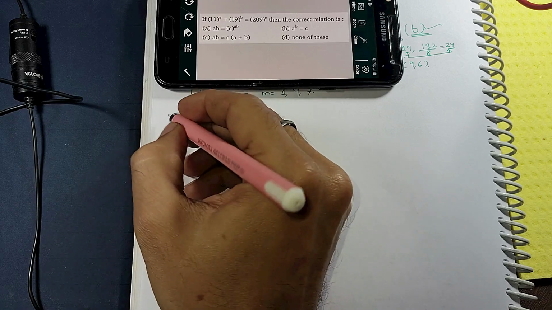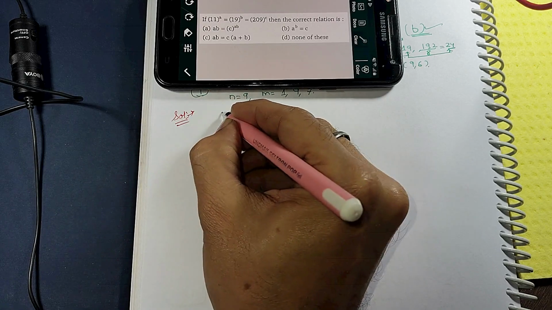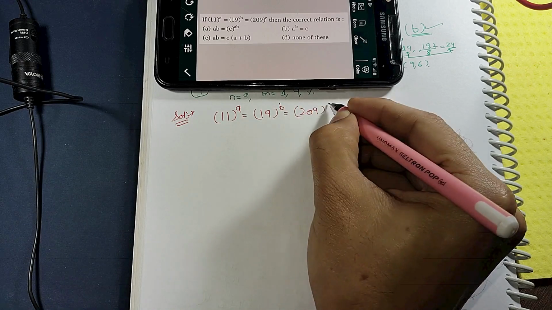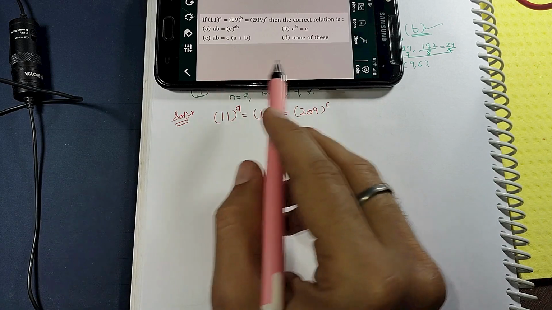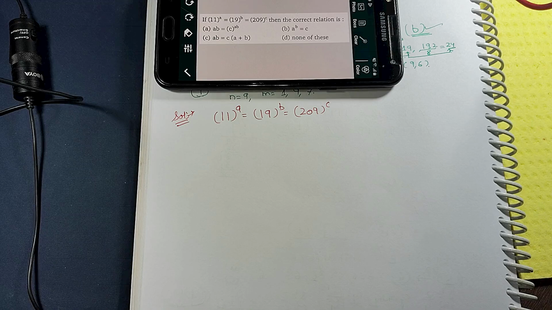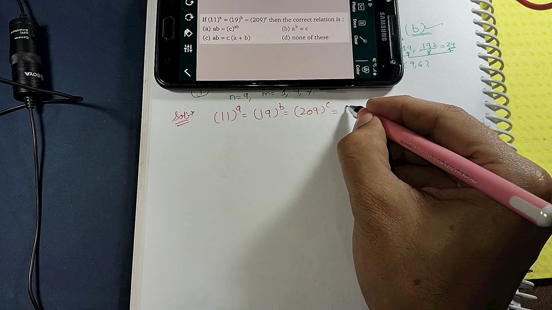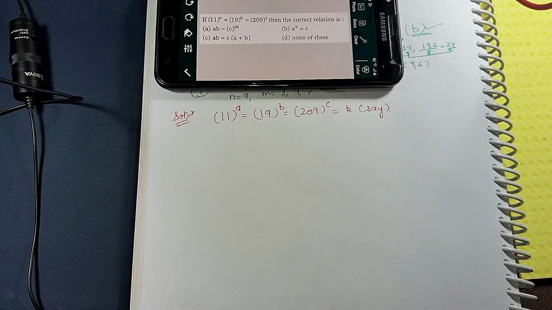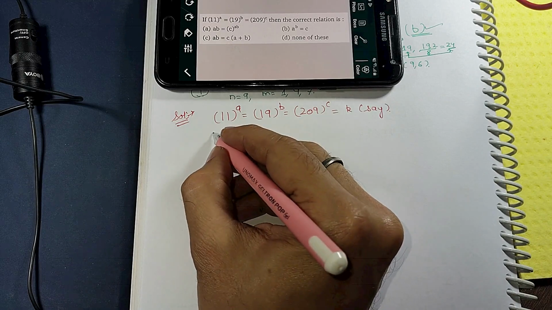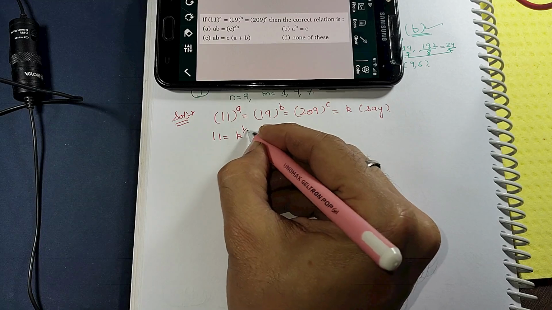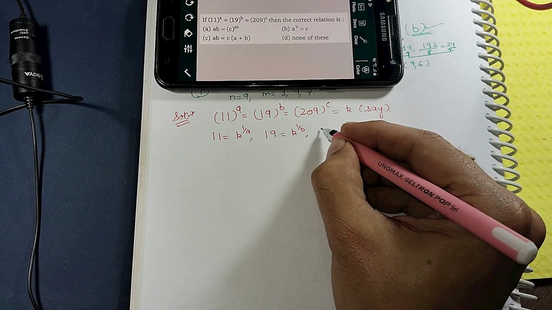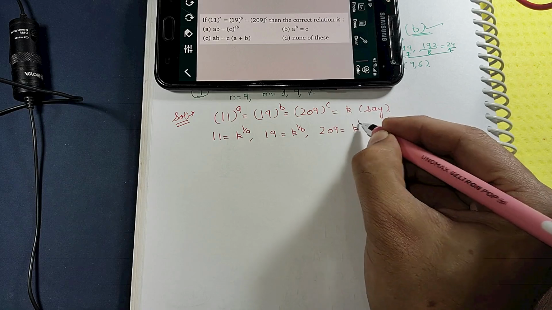If 11 raised to power A equals 19 raised to power B equals 209 raised to power C, then what is the correct relation between A, B and C? I've told you, whenever there is an equality between 3 or more numbers or 4 expressions, you must let it be equal to something. So let us suppose these are all equal to K. Now, with this expression, I can say that 11 is equal to K raised to power 1 by A. Now 19 will be equal to K raised to power 1 by B, and 209 will be equal to K raised to power 1 by C.